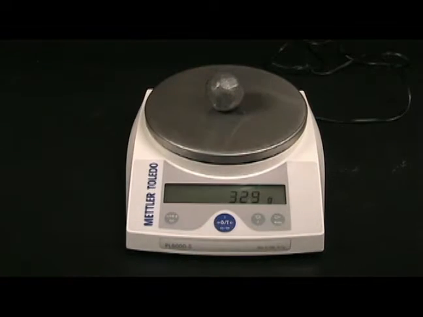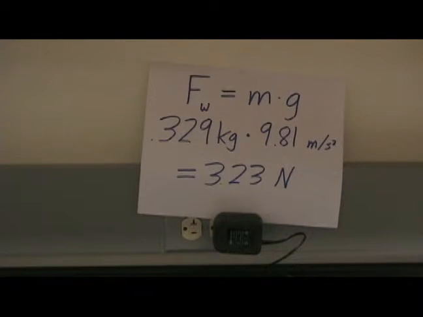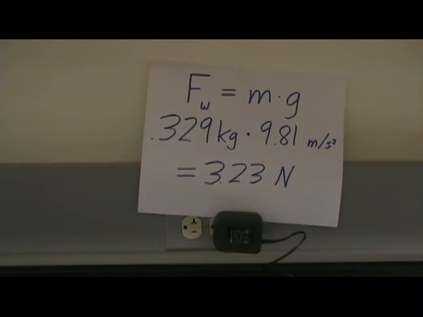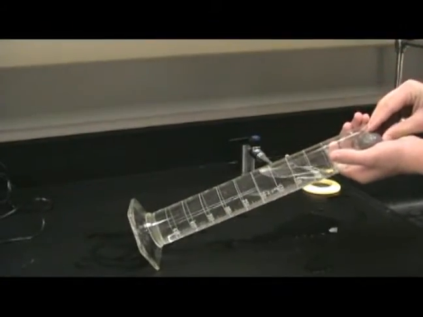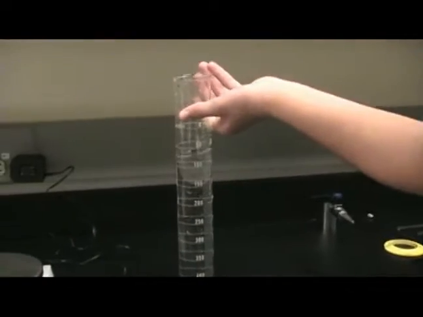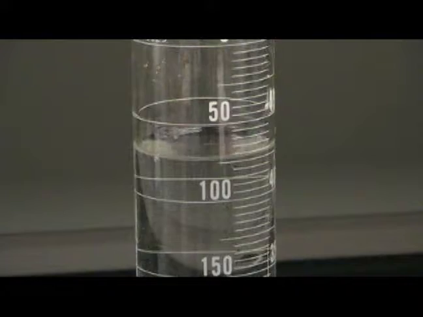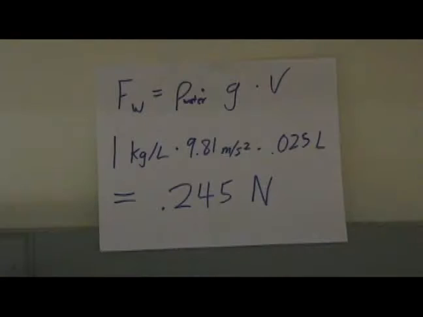On the other hand, the mass of this lead ball is about 329 grams or 0.329 kilograms. When you multiply this by acceleration due to gravity, you get a weight of 3.23 newtons. The lead ball displaces about 25 milliliters of water, or 0.025 liters of water. Using the density, the acceleration due to gravity, and the volume of the water, we calculate the weight to be 0.245 newtons. Since this is less than the weight of the lead ball, it sinks.